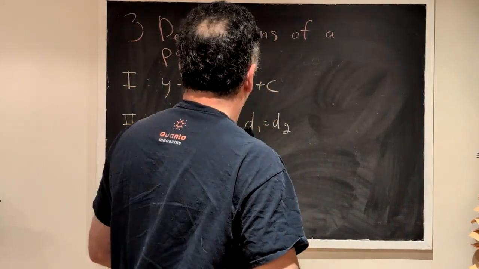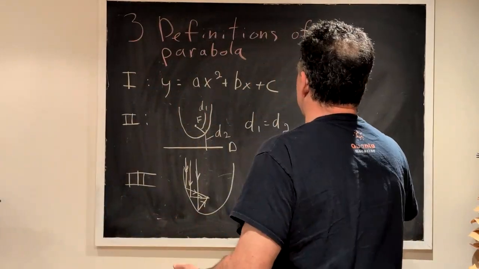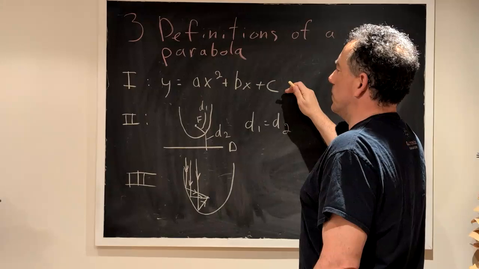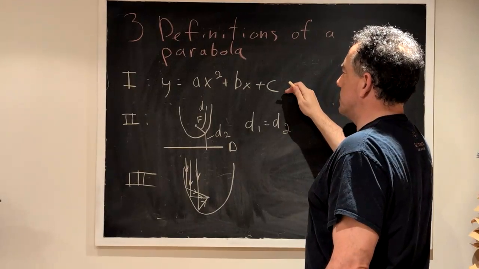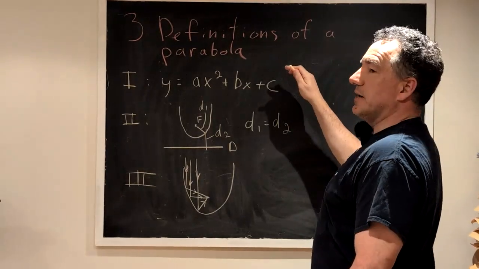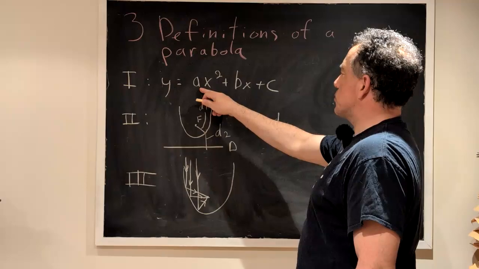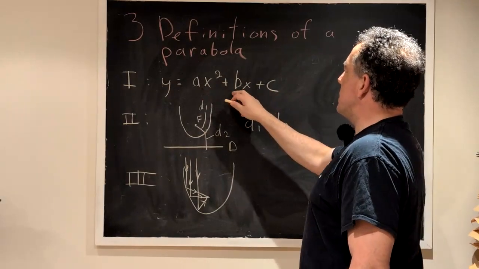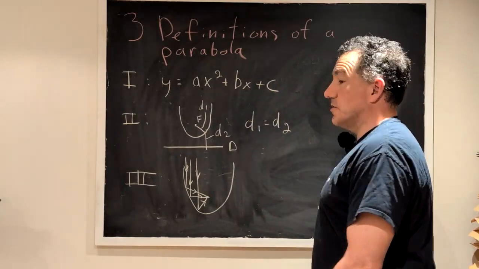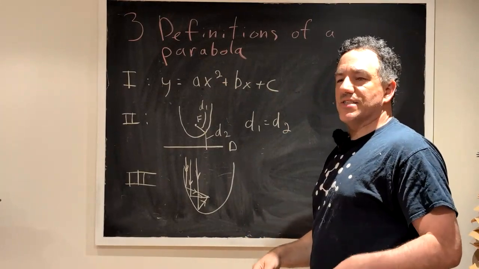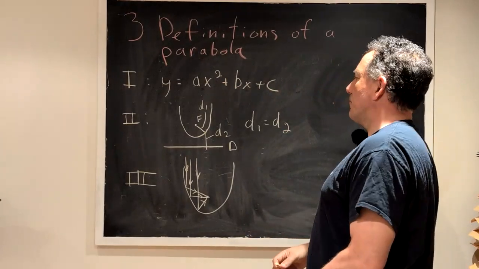So, the first definition that anybody who went to high school probably saw: the parabola can be defined as the curve having equation y equals ax squared plus bx plus c, with a, b, and c real numbers. So it's the curve you get when you plot a second degree polynomial.